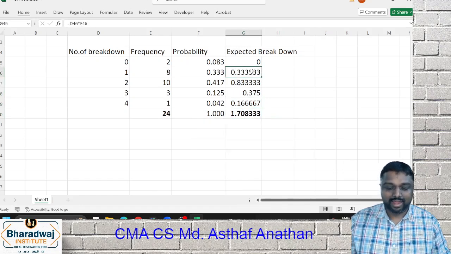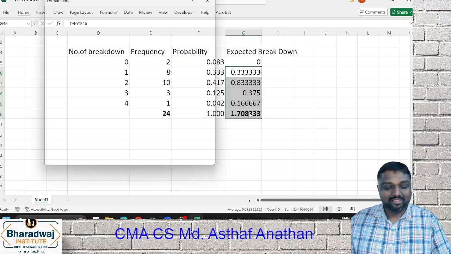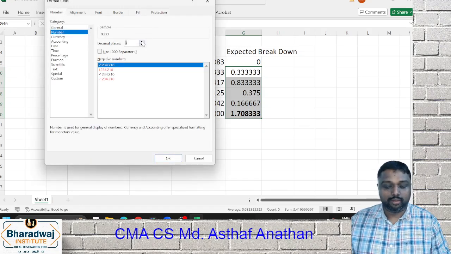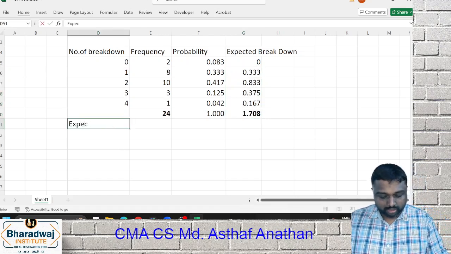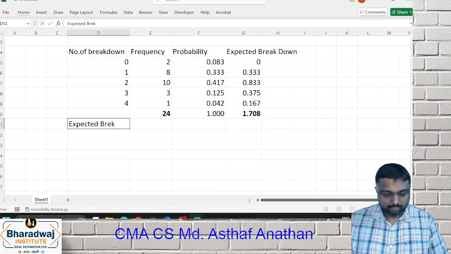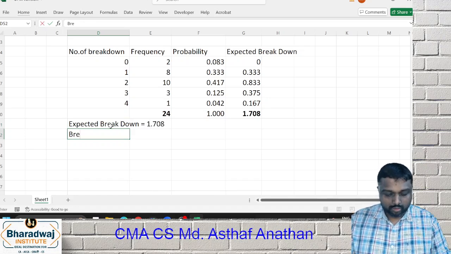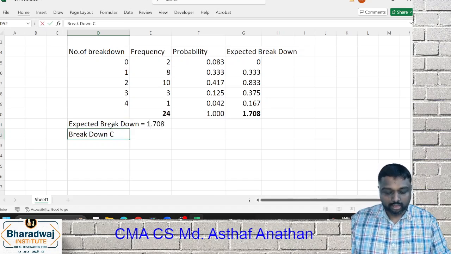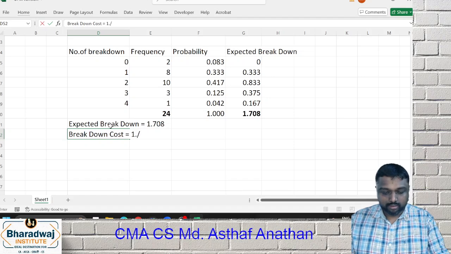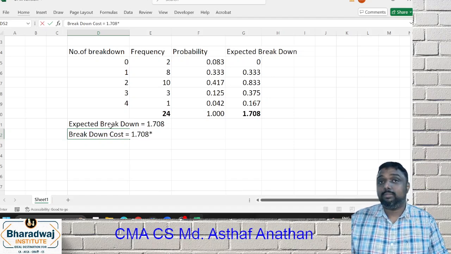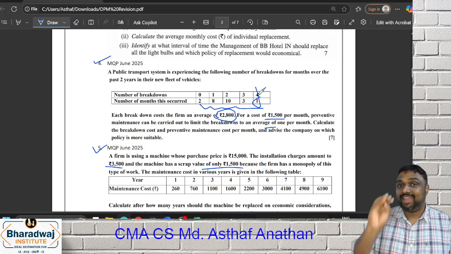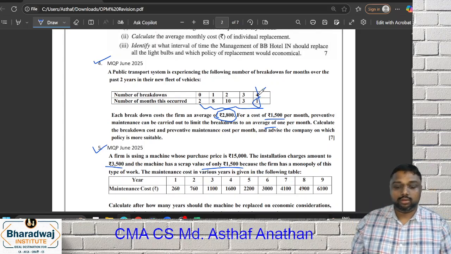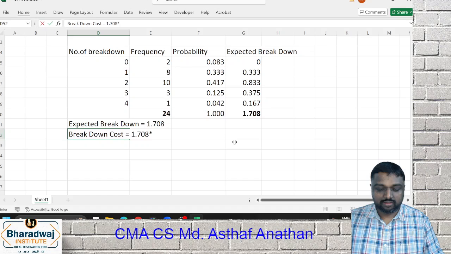Now you can go for the analysis. The questions are all very small. That is the speciality of our OPM. Time will take very less only. So what is your expected breakdown? 1.708. What is the breakdown cost? If breakdown has happened, why is it 1.708? In the example I told, 4 and all happen only once in 24 months. So the chance is less. That is the reason. So expected breakdown is 1.708.